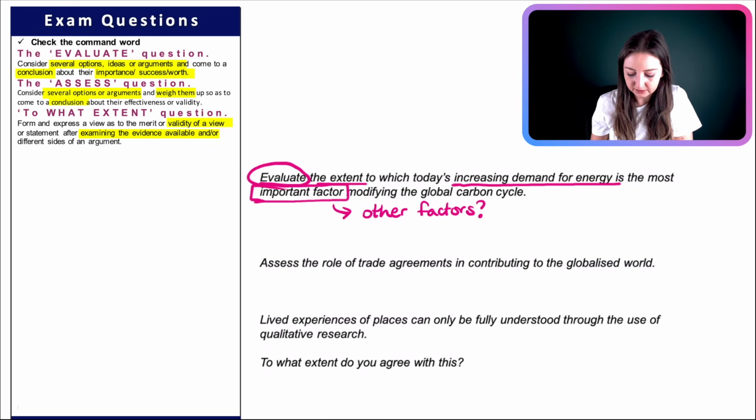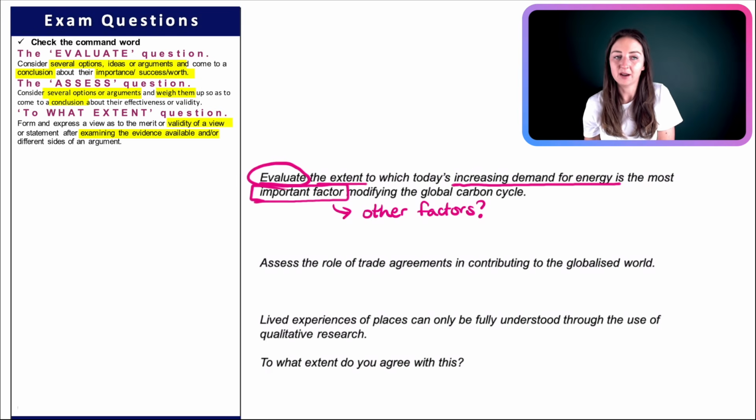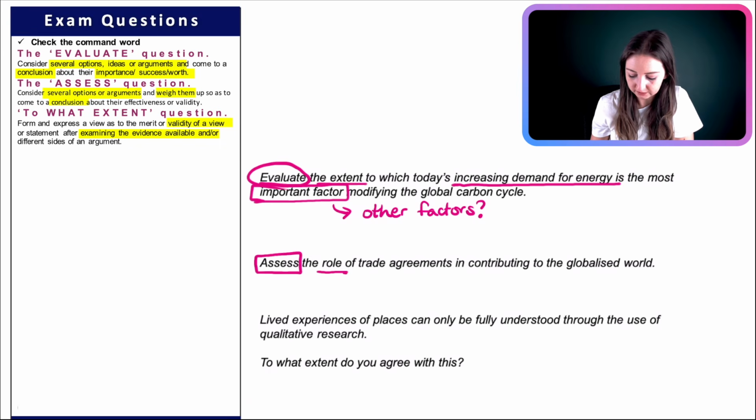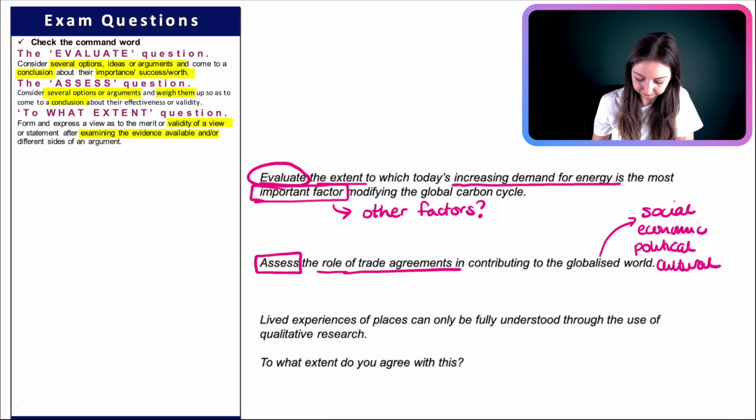Assess the role of trade agreements in contributing to a globalised world. Again, with these, they might not tell you everything there is in the exam question, so you may want to think about, is there anything else which I want to include? A few things we should always think about anyway, globalised. You should always think about social, economic, political and cultural globalisation. But trade agreements, it says here, assess the role of trade agreements. So what is the role of trade agreements?